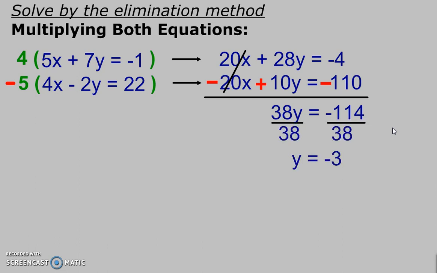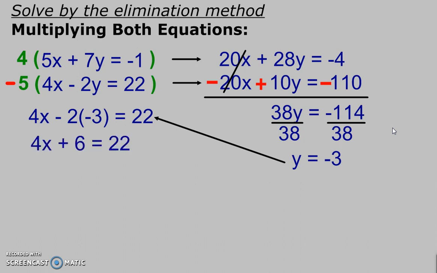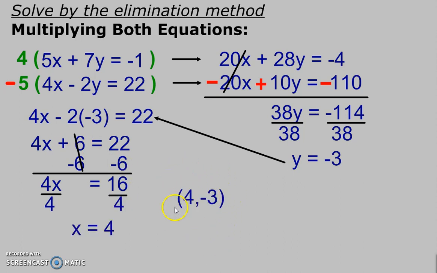Divide by 38 gives you y equals negative 3, and then plug that into the original equation. Gets me 4x plus 6 is 22, and then solve that, divide by 4, we get an ordered pair, x is 4, y is negative 3.